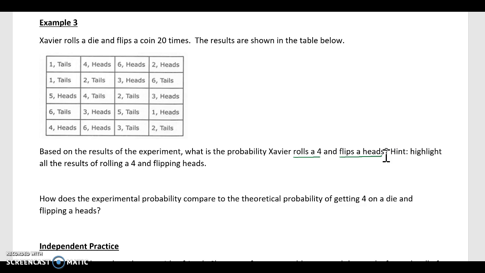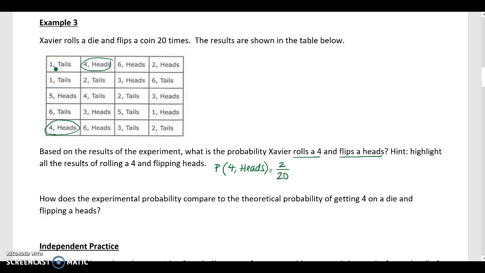So let's go through. We have 1 in tails, we have 4 in heads, 6 in heads, 2 in heads, 1 in tails, 2 in tails, 3 in heads, 6 in tails, 5 in heads, 4 in tails, 2 in tails, 3 in heads, 6. All right, I'm going around. Here's another 4, and there's 4 in heads. So the probability of getting a 4 in heads, well, it actually happened 2 times. So what we're looking for goes on the top, and then on the bottom's our total. Well, there's 1, 2, 3, 4 by 1, 2, 3, 4, 5. So there's 20 boxes, right?